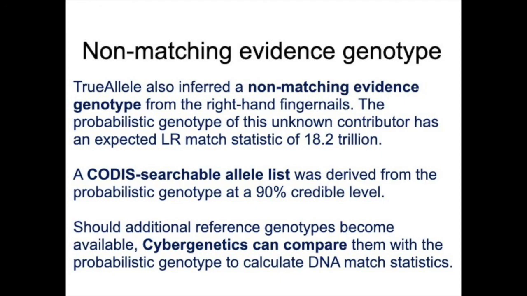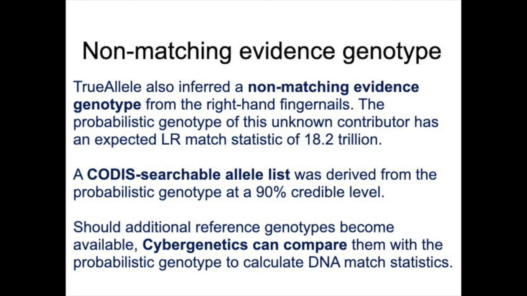TrueAllele can calculate how much information is in the data without ever making a comparison. We actually calculate the full probability distribution of what the match statistics would be to the right person and a second distribution to people who aren't there. That's very helpful for error rates, by the way. And we do it in all of our reporting. So we knew that there's somebody there with a very strong match statistic if we knew who the person was.